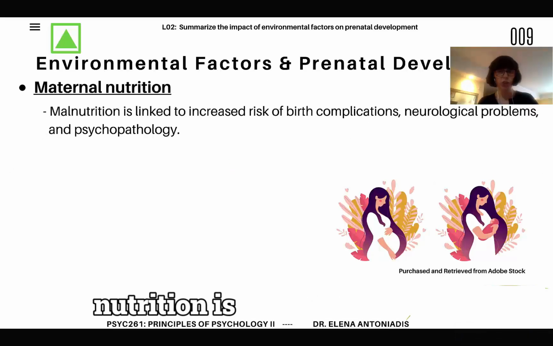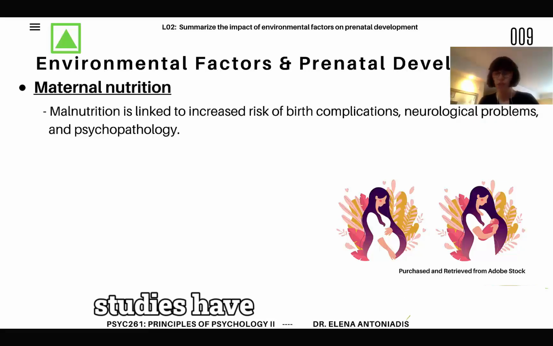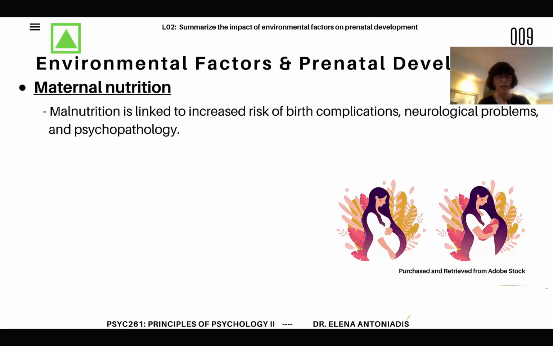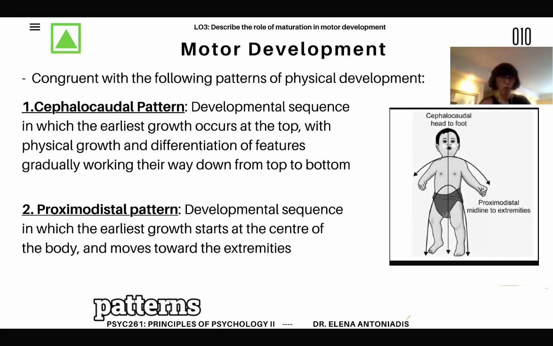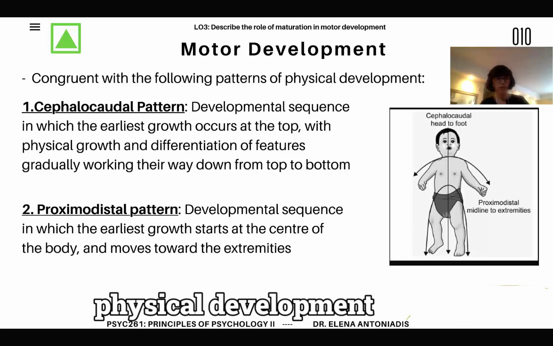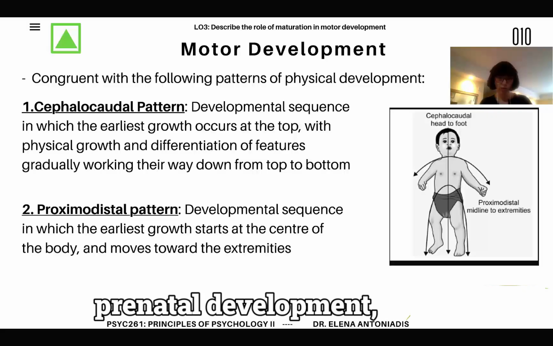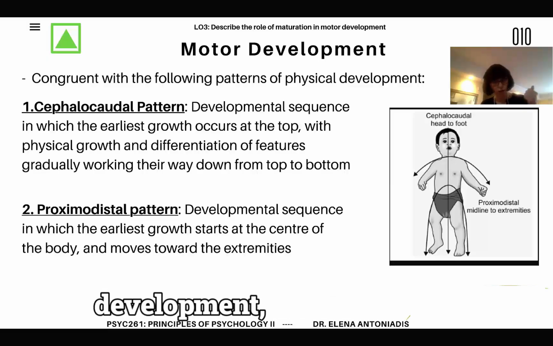Now, maternal nutrition is also an environmental factor that influences prenatal development, because studies have found that malnutrition is linked to increased risk of birth complications, neurological problems, and psychopathologies. Now, we talked about physical development prenatally, and the two patterns that direct physical development are as follows: the cephalocaudal pattern and the proximodistal pattern. We mentioned those earlier during the prenatal development because they guide physical growth, but they also apply to motor development during infancy.